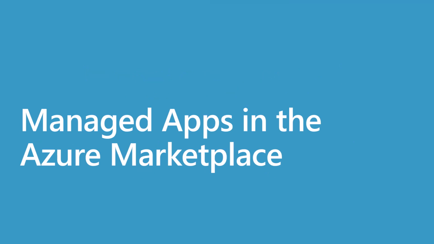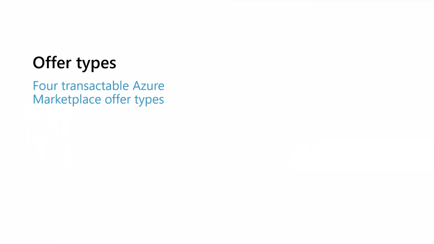Now that we've seen a bit about managed apps and the fact that we can use them in the context of a Service Catalog in Azure, let's focus on how managed apps work in the Azure Marketplace. At the time of this recording, there are 4 transactable offer types one may choose from when creating offers for the Azure Marketplace, and these differ based on deployment architectures.